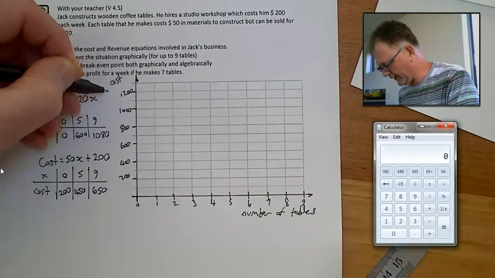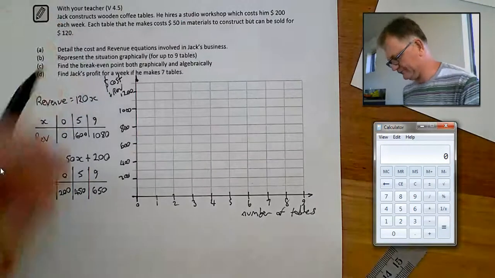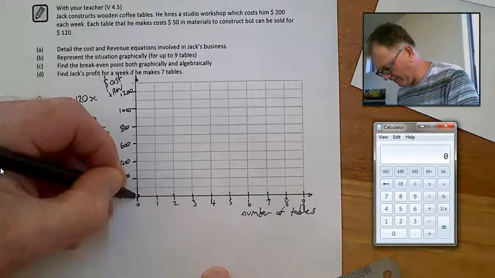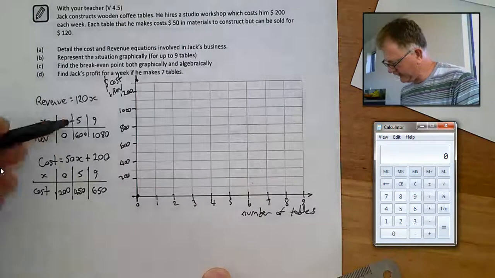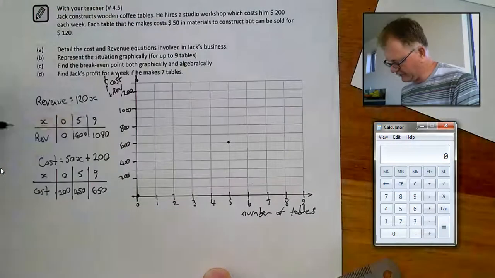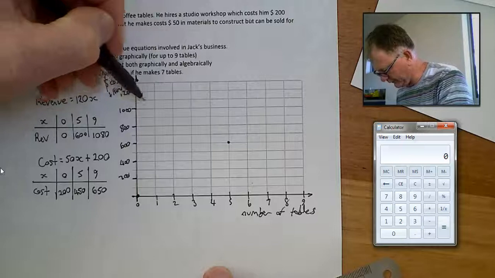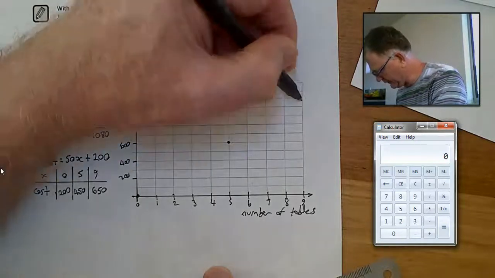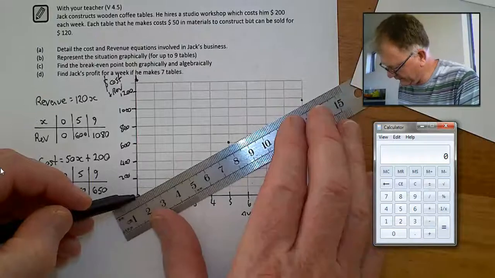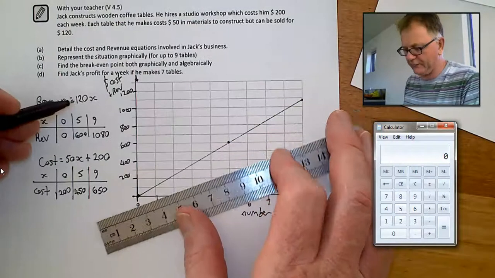This is the cost and revenue in dollars. Okay, let's graph the revenue line. The point (0, 0) is on there. The point (5, 600) is on there. And the point (9, 1080). That's nearly 1100, isn't it? So there's (9, 1080). Now that should be a straight line. Everything in this unit's been straight lines. And it's got the equation of a straight line.